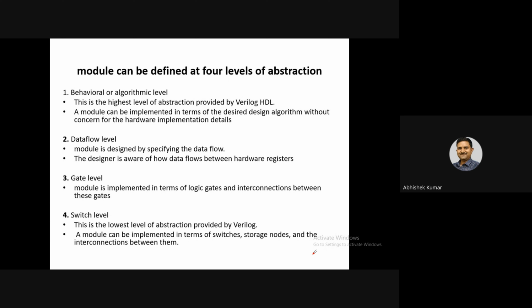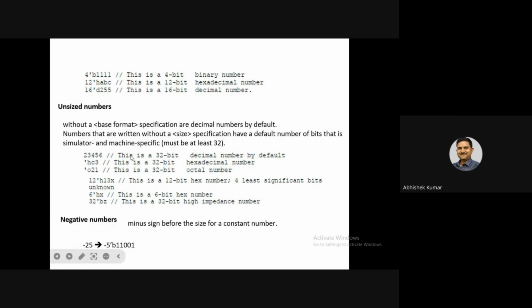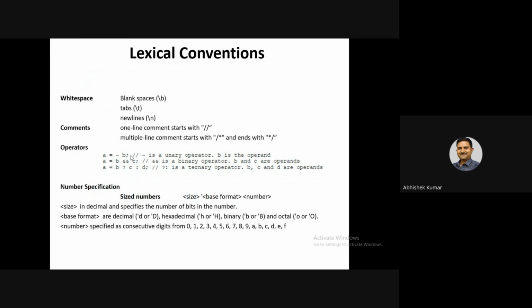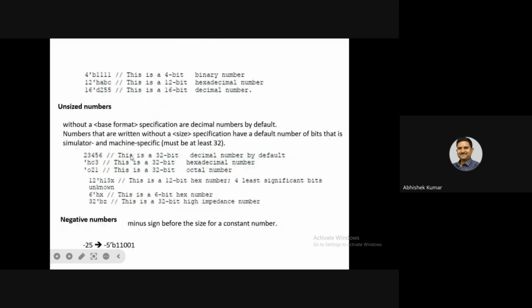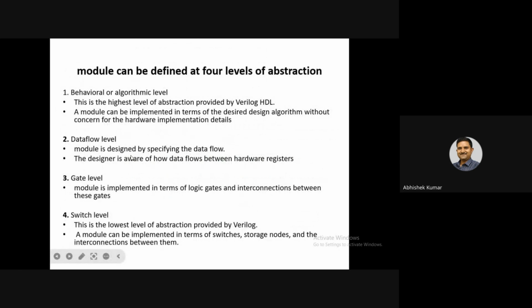Okay, guys, so this was my introductory part. How can we use the modeling? Four types of modeling styles we will follow: data flow modeling, behavioral modeling, gate level, or switch level. Okay. I hope you're comfortable up to here.